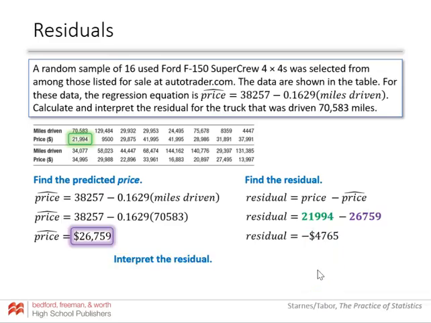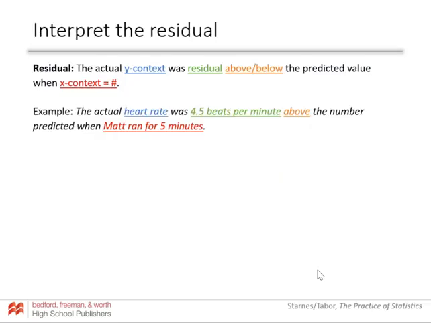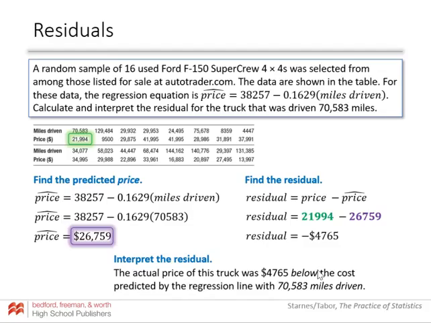Okay, and we want to interpret that residual. So like everything else, we have a sentence. The actual, whatever your y context is, and then we have to say above or below. So we're always going to report the residual as a positive number, and then we're just going to indicate direction by saying it was above or below. So for our truck, the actual price of the truck was $4,765 below the cost predicted by the regression line. So it would be incorrect to say it was negative 4,765 below. So in your interpretation, always write the residual as a positive and indicate direction with the word either above or below.